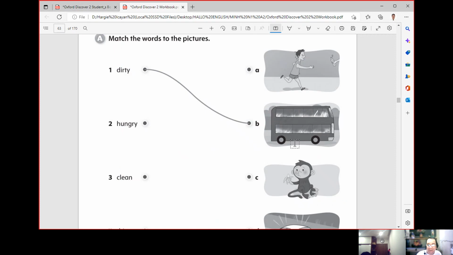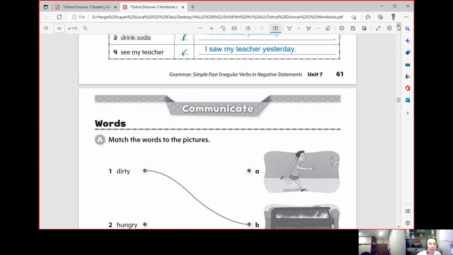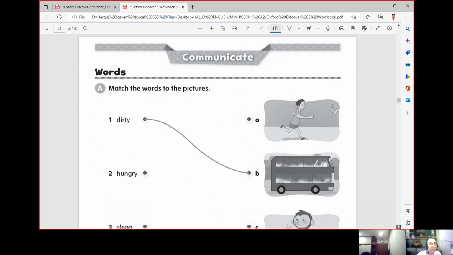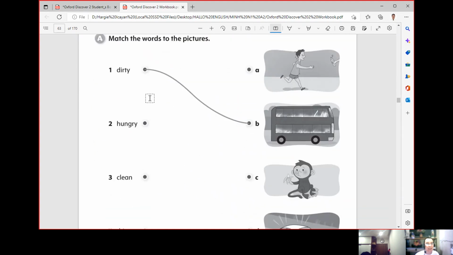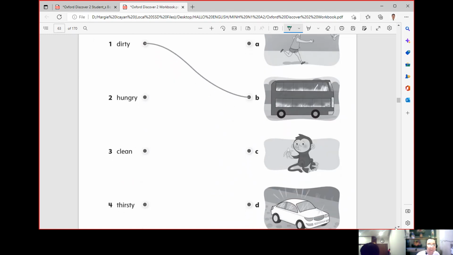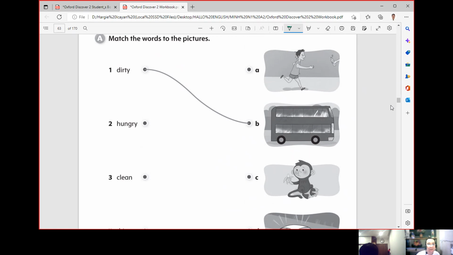Okay. Now, let's try to answer this exercise. Match the words to the pictures. Dirty is this letter B. What about when we say hungry? Where's the picture that shows a hungry person? A, B, or C? Okay, it's letter A.